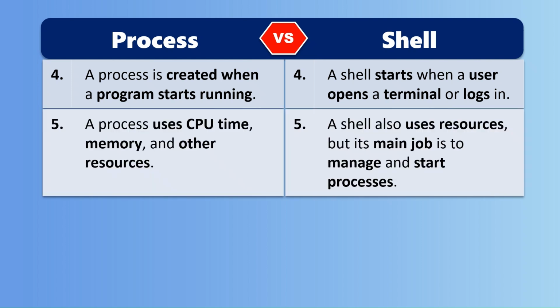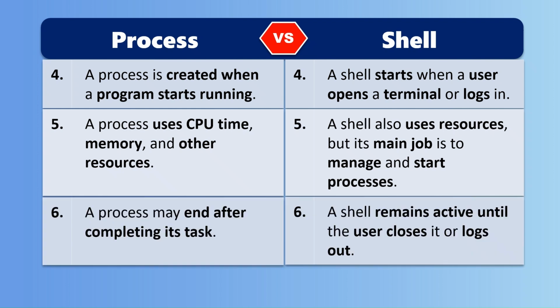A process uses CPU time, memory, and other resources. A shell also uses resources, but its main job is to manage and start processes. A process may end after completing its task. A shell remains active until the user closes it or logs out.